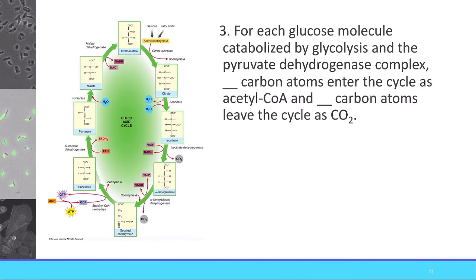All right, I hope you all are ready for practice problem number 3. This is asking us, for each glucose molecule that is catabolized by glycolysis and pyruvate dehydrogenase, X carbon atoms enter the cycle as acetyl-CoA and X carbon atoms leave the cycle as CO2. So again, we're going to use our chart, and I'm going to circle the CO2s. Those are our CO2s that leave. So we get 2 CO2s that are leaving. And then up at the top here, this is our acetyl-CoA, and our acetyl group has 2 carbons.